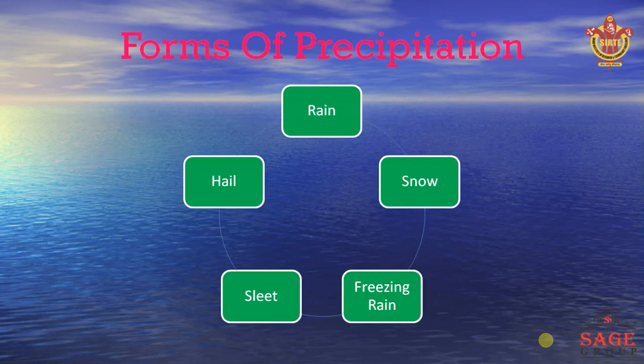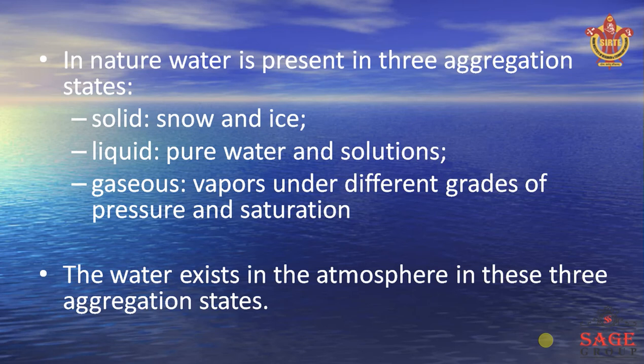So there are different forms of precipitation. We know hail, snow, sleet, and freezing rain. So these are the forms of precipitation. We shall see them one by one. In nature, water is present in three aggregation states: solid, in the form of snow and ice; liquid, pure water and solutions; and gaseous, vapors under different grades of pressure and saturation. The water exists in the atmosphere in these three aggregation states.